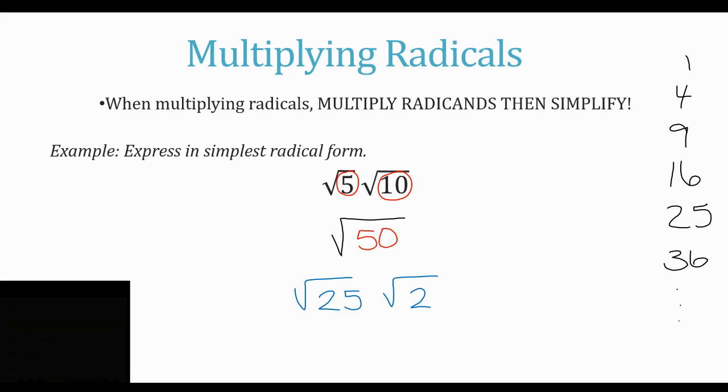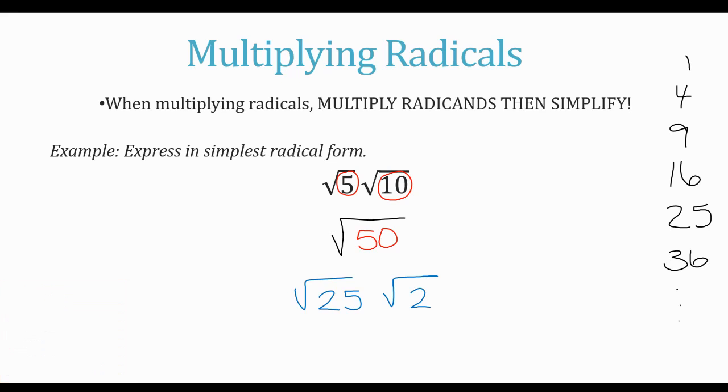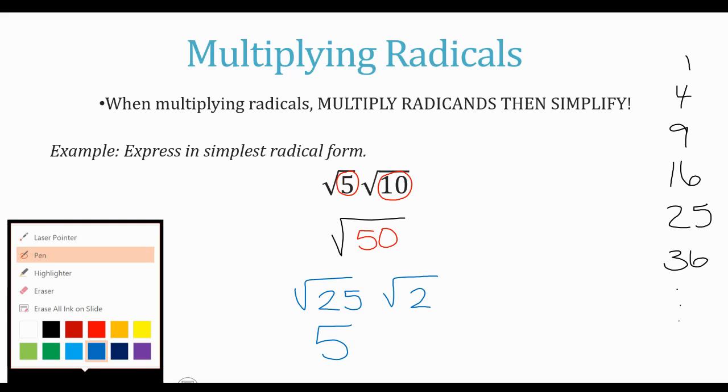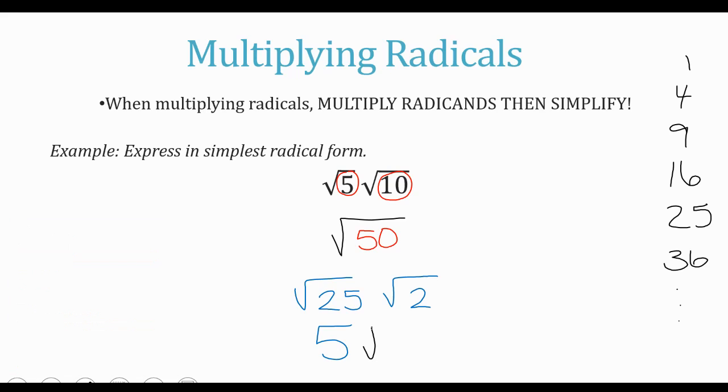Now let's simplify this radical 25. The square root of 25 is 5, because 5 times 5 is 25. And we cannot simplify radical 2, so we're going to just bring that down. And that is our answer, 5 radical 2. So multiply your radicands and then simplify. Let's take a look at another example.